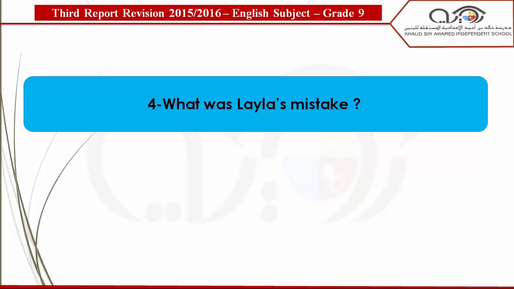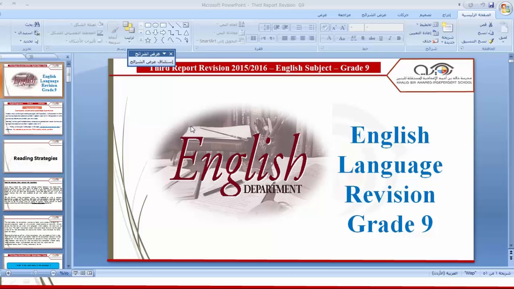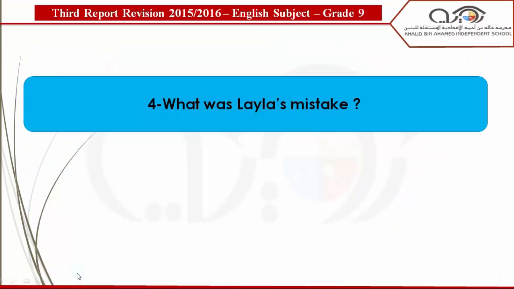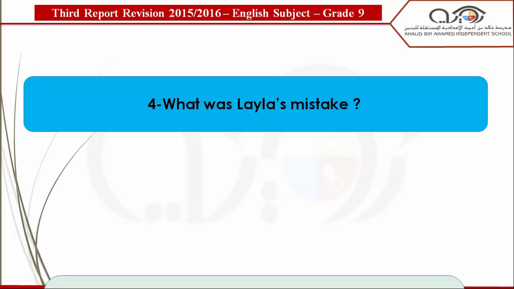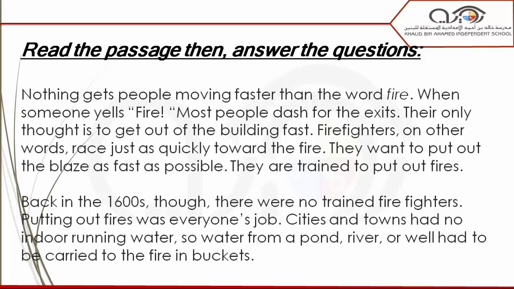Now we have a writing question. Here you need to write your answer. What was Layla's mistake? What do you think her mistake was, Ahmad? She wasted her time and she did fun things like playing, taking pictures, and she didn't focus on her writing. Yeah, she put off the task that can be completed today. Yes, exactly. Where did you get that from? From the text or from the question? From the passage. Yes, from the passage.